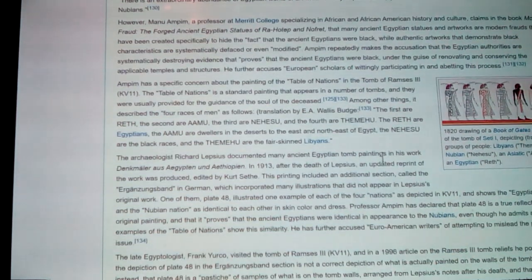Abram has a specific concern about the painting of the Table of Nations in the tomb of Ramses III, or KV11. And I've shown a video that has a clip in that, but I'm about to show you a walkthrough of that exact thing. The Table of Nations is a standard painting that appears in a number of tombs, and they were usually provided for the guidance of the soul in the afterlife of the deceased.